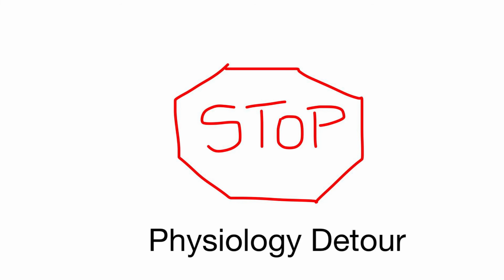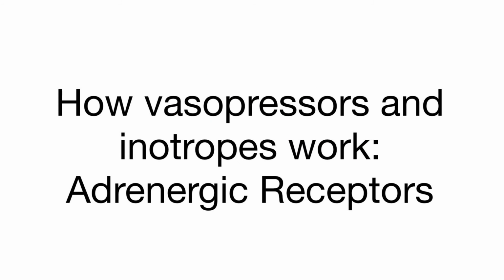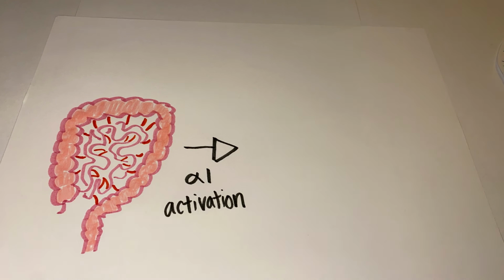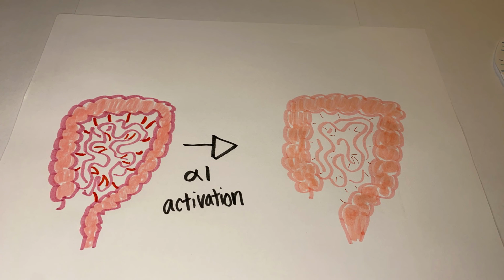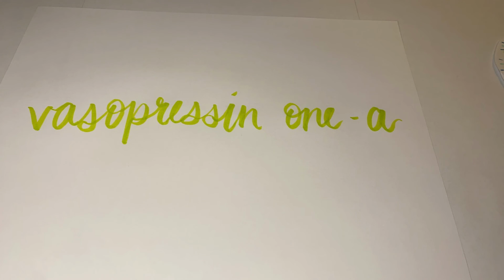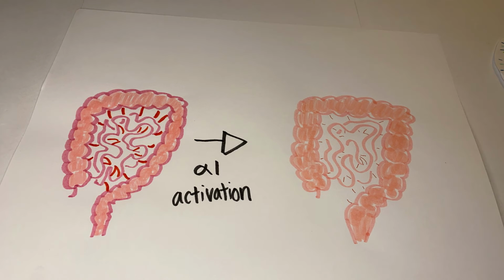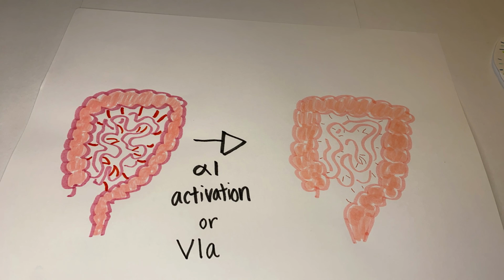Back to our VIP treatment. P stands for pumping in vasopressors and inotropes. Let's take a physiology detour into the world of adrenergic receptors and their effects. There are 4 types of receptors to review. Alpha-1 receptors are present throughout the peripheral vasculature. Activation of these receptors results in vasoconstriction, particularly of arterioles, increasing systemic vascular resistance. Vasopressin 1a receptor activation mimics and augments alpha-1 activation through multiple mechanisms.